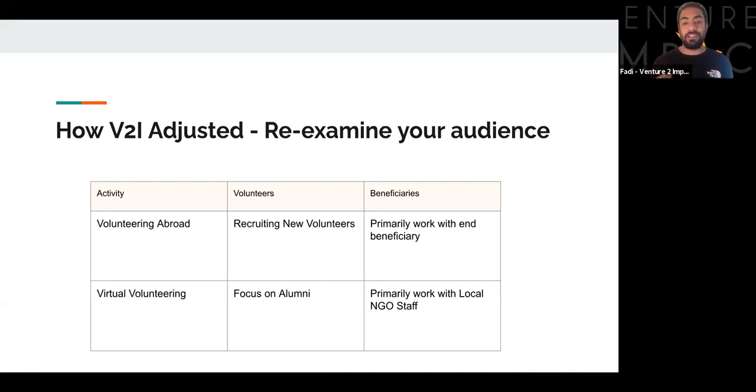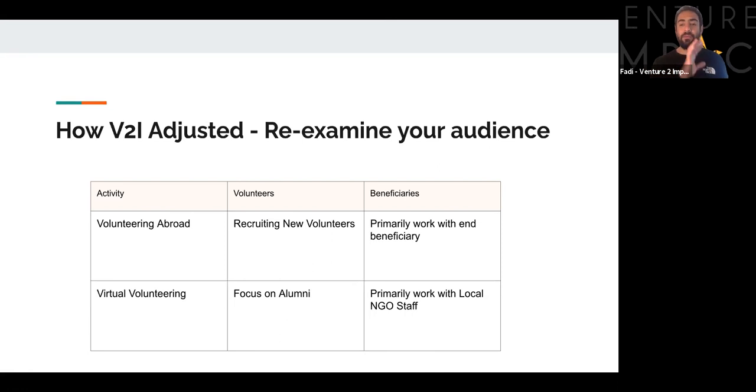In a virtual volunteering setting, we had to change that. We had to focus on our alumni volunteers because we didn't think that it would be easy for us to go out and get 50 new volunteers that we've never worked with before, that don't know us, that don't have a relationship with us, that don't know our communities and never visited them and don't know how they work. And it was just going to be really, really difficult.